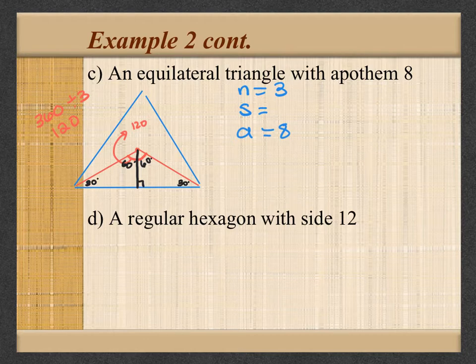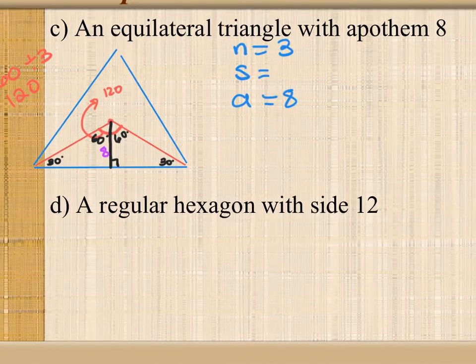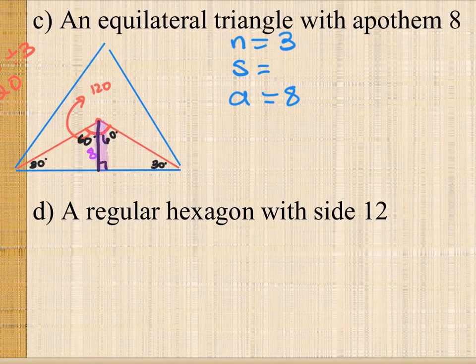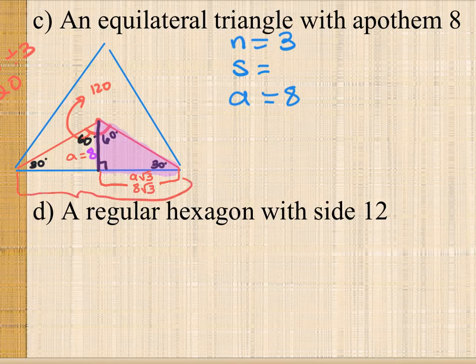And the apothem is 8. So now I can focus in on just that small triangle on the right. Opposite the 30 is A. Opposite the 60 is A root 3. So this is 8 root 3. That's from here to here, which means my whole side is 16 root 3.